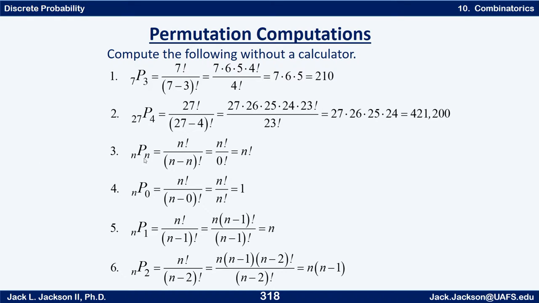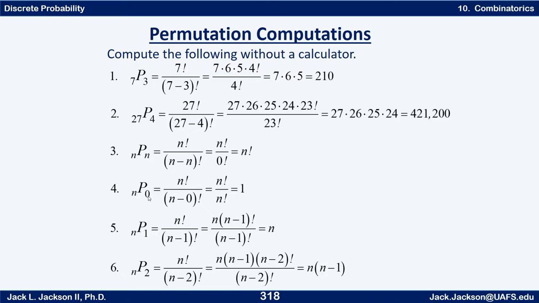Now the next one is n permute n. Well, by definition, that's n factorial over n minus n factorial. That's n factorial over 0 factorial. 0 factorial by definition is 1, so this is just n factorial. Again, we do n times n minus 1 times n minus 2, all the way down for a total of n factors, which would go all the way down to 1, which is what the factorial does. So n permute n is just another way of saying n factorial.